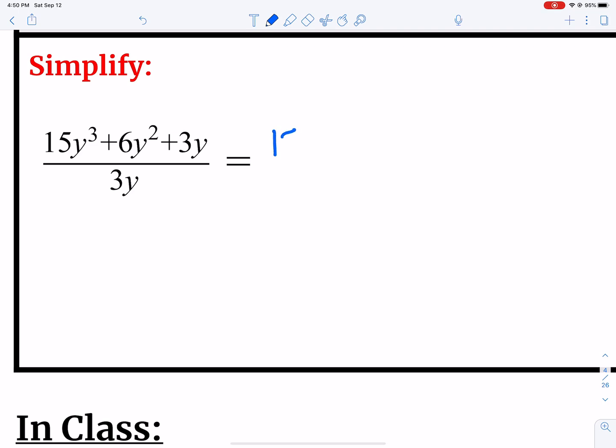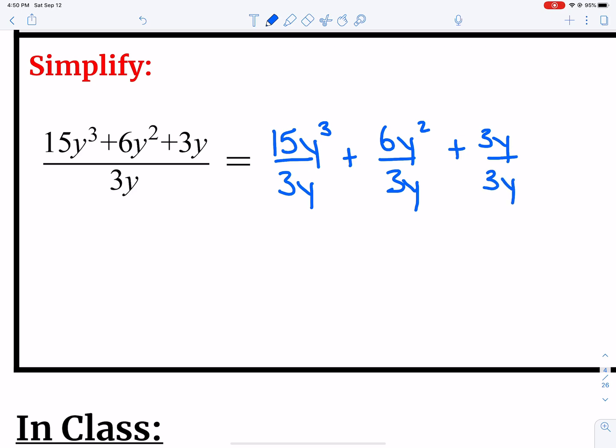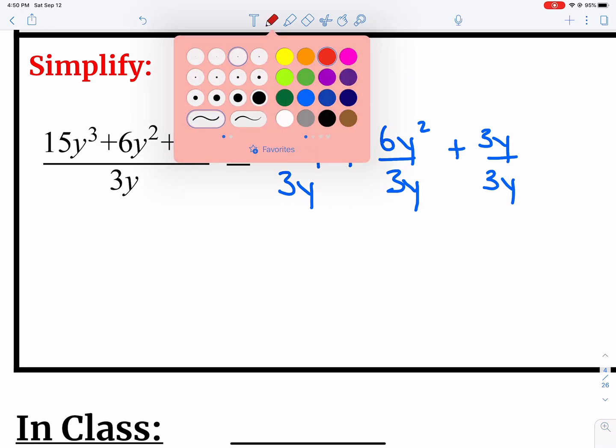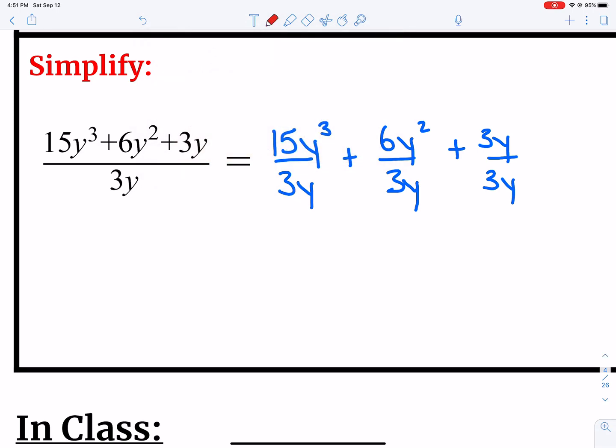So what I recommend is we rewrite it as 15y cubed divided by 3y, plus 6y squared divided by 3y, plus 3y divided by 3y. So I'll just take each term in the numerator and divide it by the denominator, and that way I can cancel out the numerator with the denominator as needed. So it turns into like an exponent rules kind of problem.